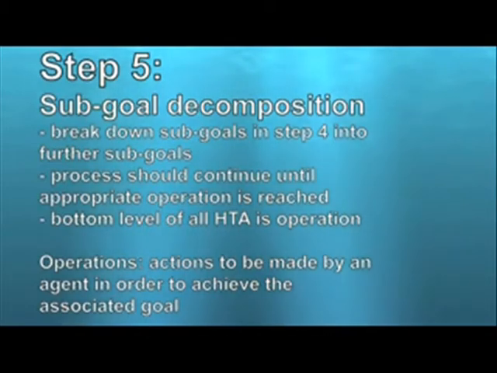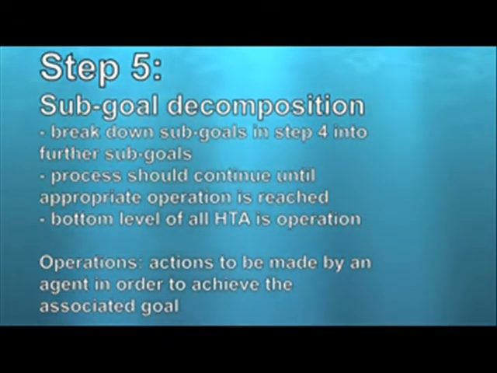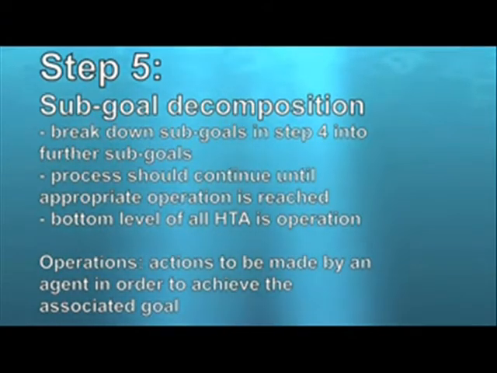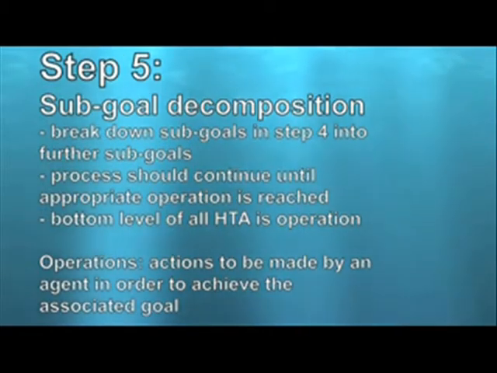Step 5. Sub-goal decomposition. Next, the analyst should break down the sub-goals identified during Step 4 into further sub-goals and operations, according to the task step in question. This process should go until an appropriate operation is reached. The bottom level of any branch in an HTA should always be an operation.